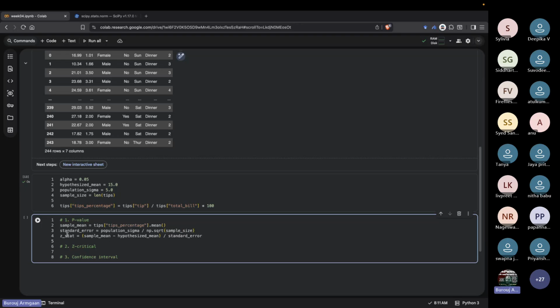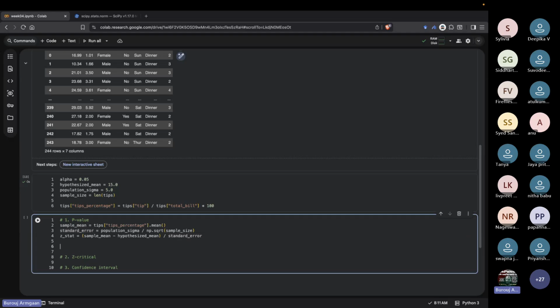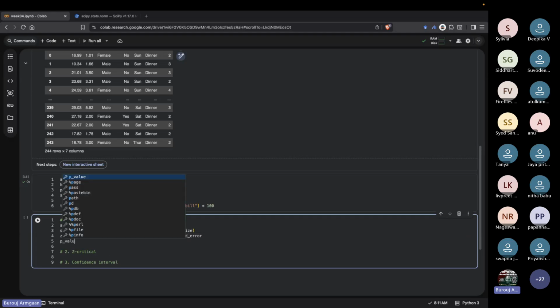Okay, so this gives us the z stat. For this particular z stat, what is the probability on the right hand side and similarly on the left hand side of it, because this is a symmetric thing. So for this case, we have our p-value.